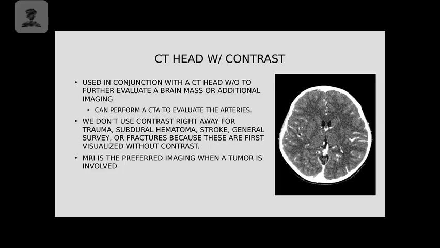We obviously aren't going to do this right away for things like trauma, fractures, bleeding, an ischemic stroke, or a general survey because that's not necessary to start. And with some of them, like the hemorrhagic strokes or the ischemic strokes or trauma, we don't know what's going on at all. And we don't want to add fuel to the fire by shooting contrast through very quickly into an unknown situation. With tumors, MRI is going to be the preferred imaging method.